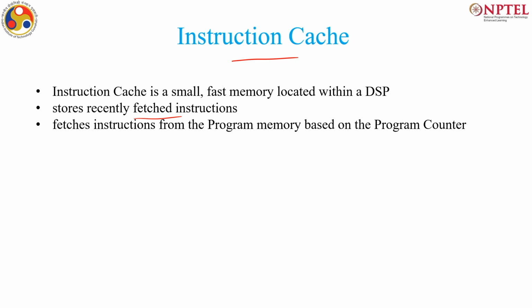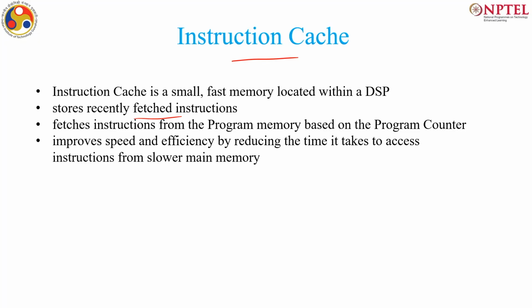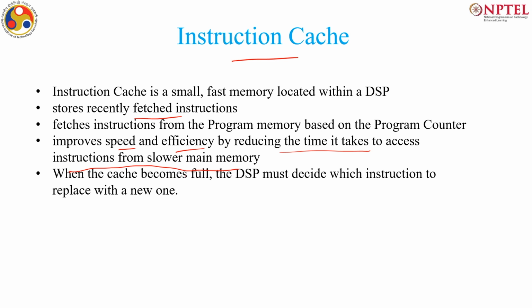In your phone also you have often seen this term, cache memory, or clear your cache. That is basically your cache. When your table is filled, you can clear your cache so that you can have more space to keep more things in the cache memory. This is how you improve the speed and efficiency, by reducing the time it takes to access instructions from slower main memory, which is your book rack. When the cache becomes full, you have to clear it and replace it with a new one, and the DSP will decide what to do.